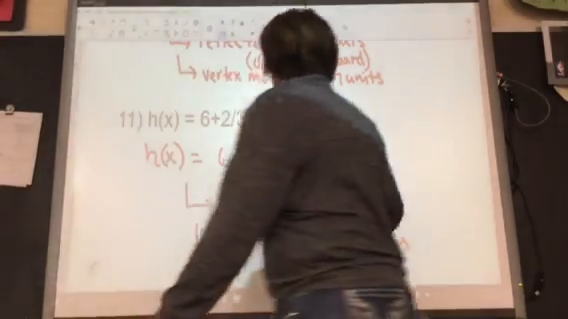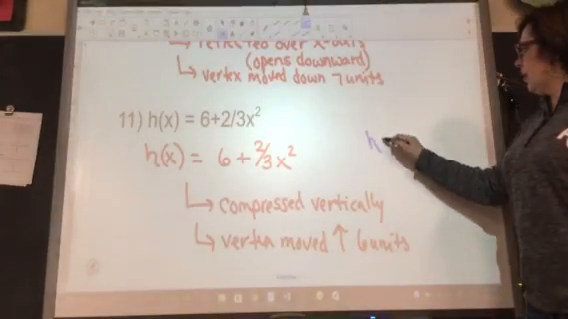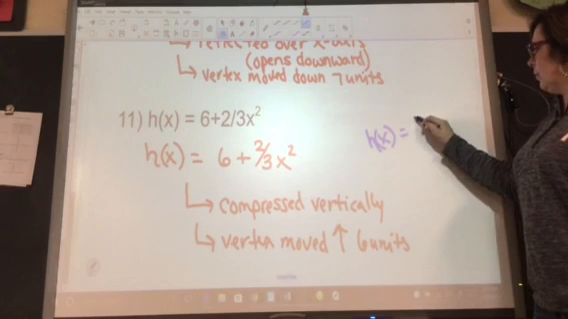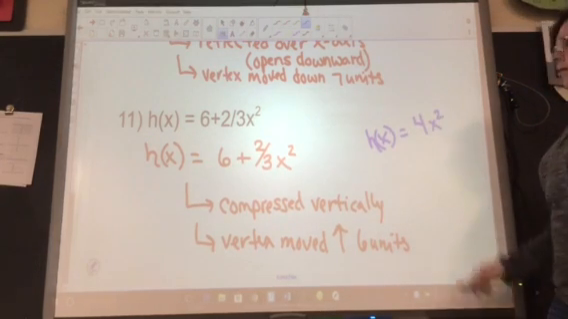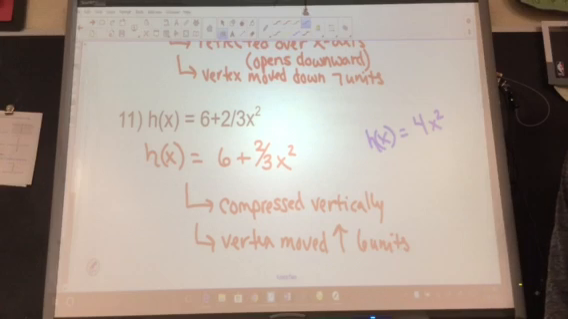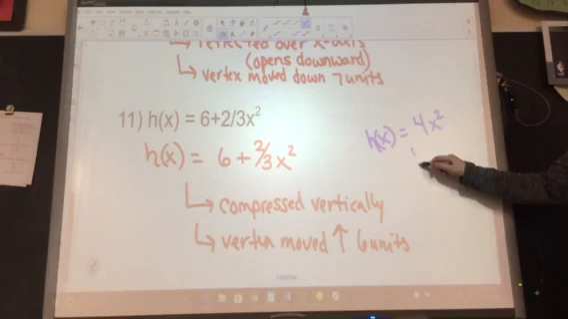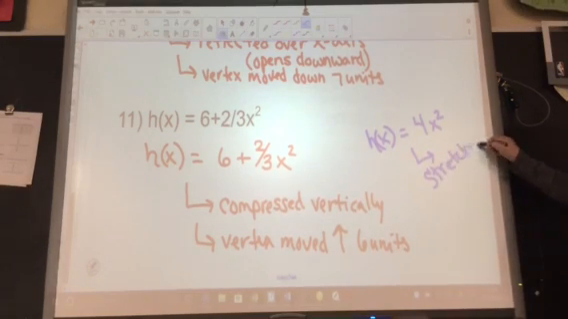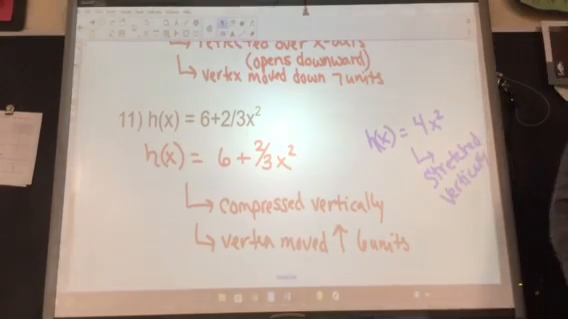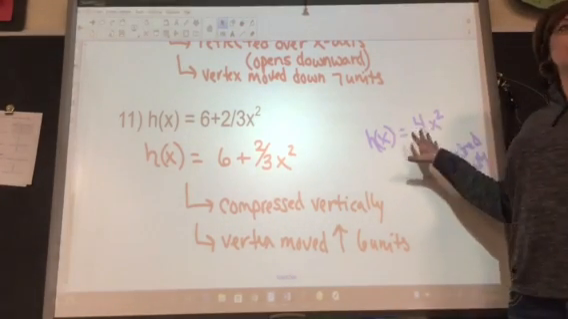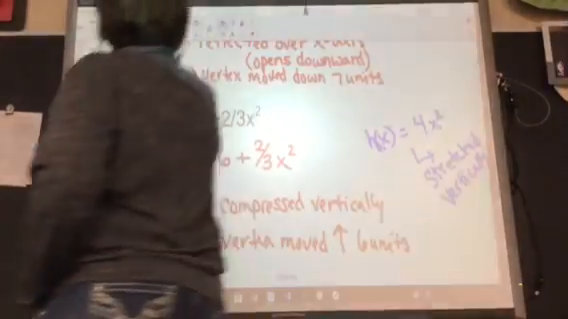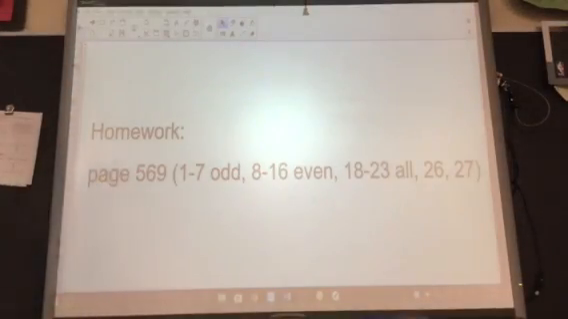Perfect. What if I had h of x equals 4x squared? I just want you to use that word once. What's that going to be? It's stretched. Yeah. This is called stretched. This would be a vertical stretch. So this is being stretched vertically, and that's it. Okay? I see what problem we're doing. Yeah, I just needed to do these examples, okay? So here's your homework for tonight.